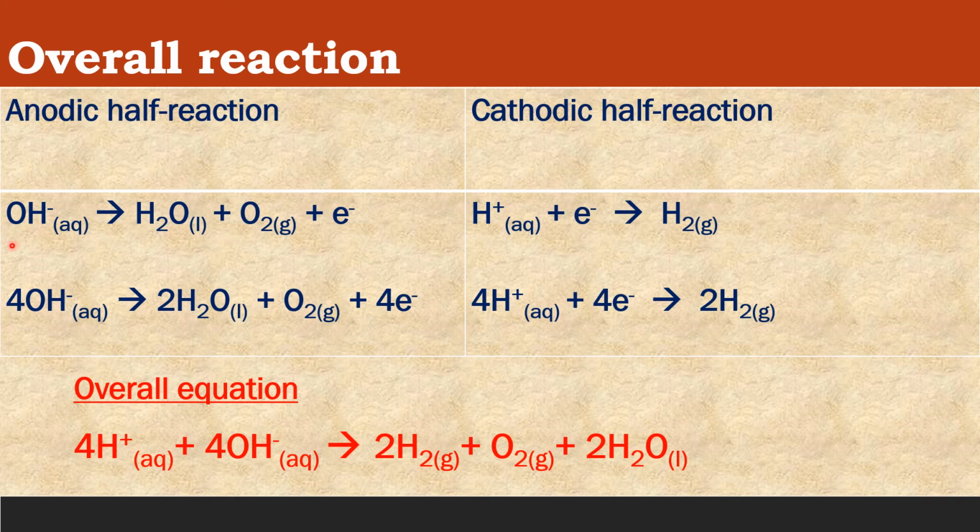So for the anodic reaction, we have 1 oxygen at the reactant side, 3 oxygen at the product side, 2 hydrogen at the product, 1 hydrogen at the reactant side. That is not the same. So what do we do? 1 hydroxide ion loses 1 electron. So if I make this 4, that means 4 hydroxide ions will lose 4 electrons. And then I just add 2 to this.